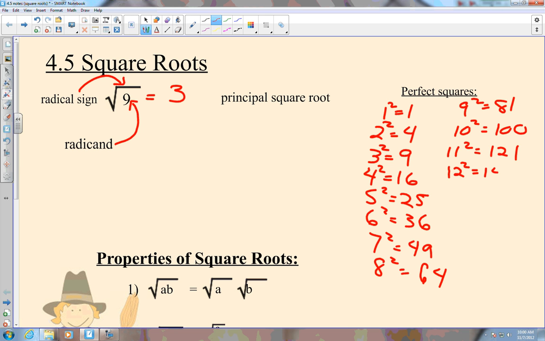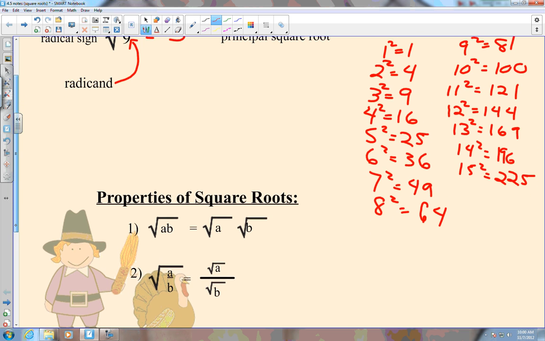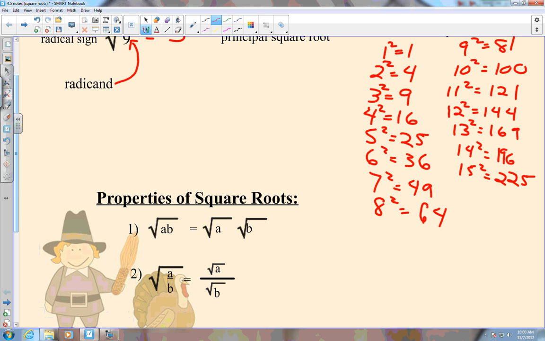12 squared is 144. 13 squared is 169. 14 squared is 196. And 15 squared is 225. Okay? Those should already be committed to memory. If they are not, do so. You need to know those. In order to do this well, you need to have that in your brain handy. It's on the whiteboard too.